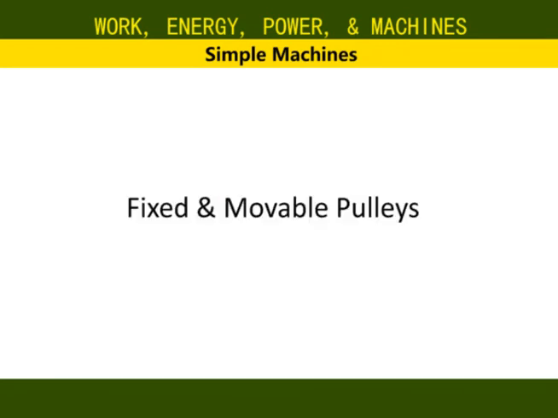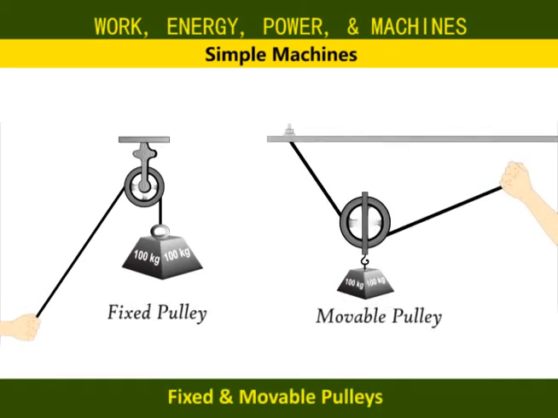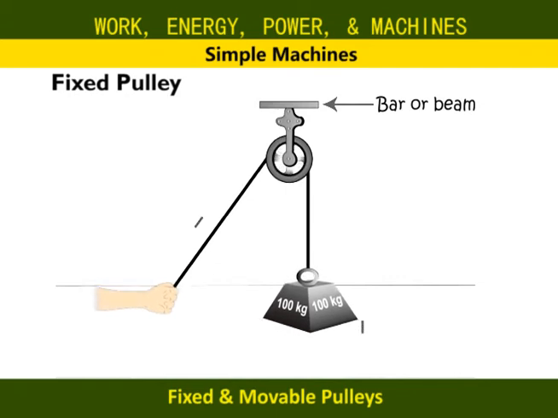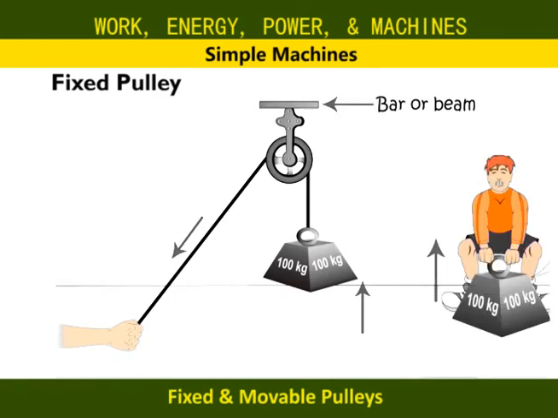Pulleys are of two types. They can be fixed pulleys or movable pulleys. Fixed pulleys are those with a pulley tied to a bar or beam and the pulley doesn't move at all when the rope is pulled. It just changes the direction of the force and there is no multiplication of force. It is easier to apply a force downwards than applying it upwards.